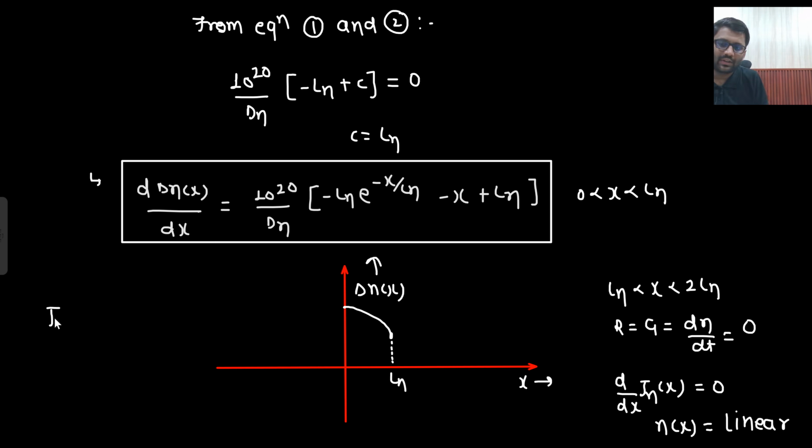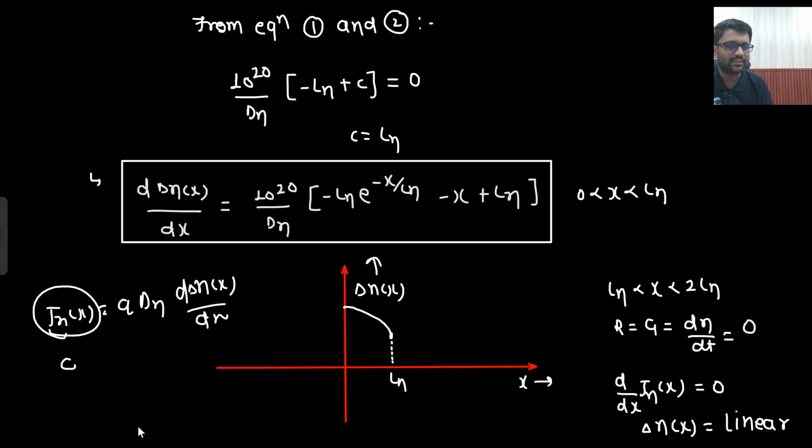Again, let me prove. What is jnx? That is q into dn into this thing, delta nx. Here I should put delta nx. The delta nx profile will be linear, right? If this differentiation is equal to 0, that means this has to be constant. Jnx has to be constant. Now if you want this to be constant, that means delta nx has to be linear, right?